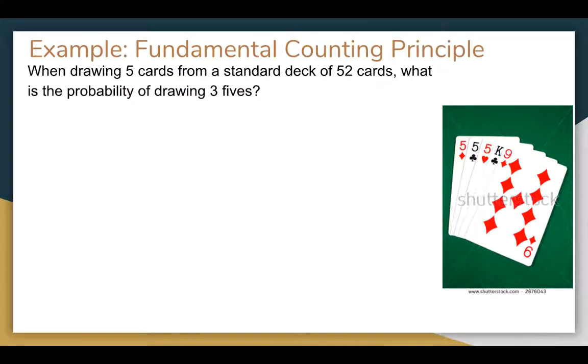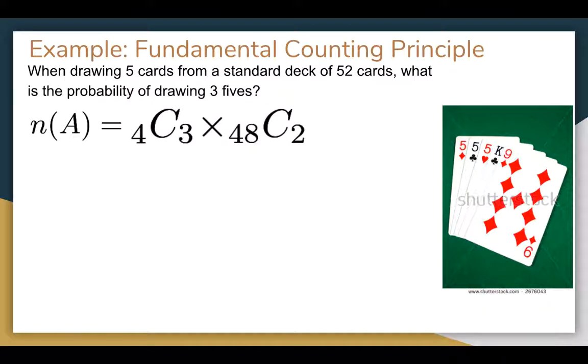One more example: when drawing 5 cards from a standard deck of 52 cards, what is the probability of drawing three 5s? You can see the three 5s here. Probability is still n(S) and n(A), so we're going to figure out n(A) and then n(S). For n(A), the question is, out of how many 5s, how many are you going to draw? And does order matter? If we realize order doesn't matter, we can put the cards in any order we want. There are 4 fives and we're going to choose 3 of them because we want 3. And then out of the remaining 48 cards, we're going to choose 2 more.